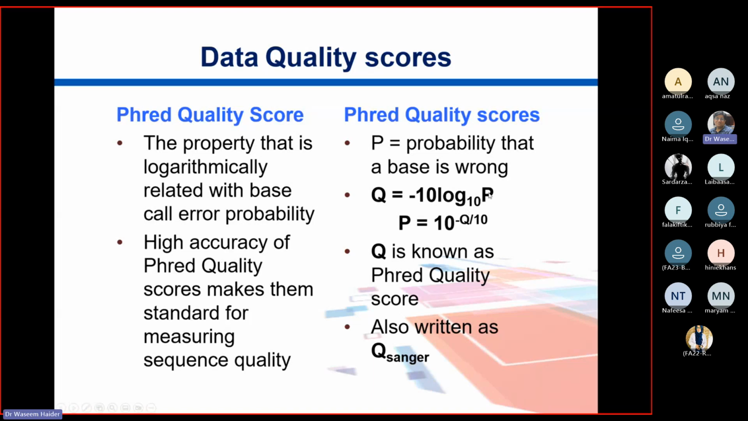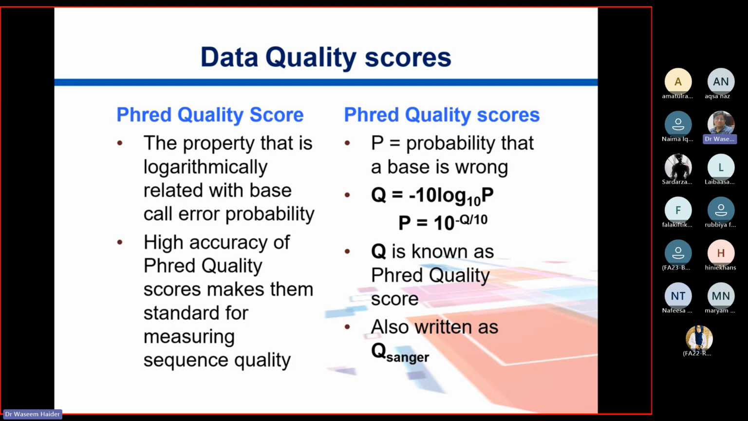So P is, for example, 1 out of 10,000, which is 0.0001, or 1 divided by 10,000, or 10 power minus 4. So if you plug in 10 power minus 4, the log to the base 10 of 10 power minus 4 is minus 4. So minus 4 means 1 divided by 10 power plus 4.